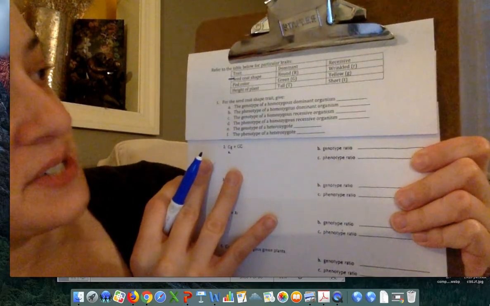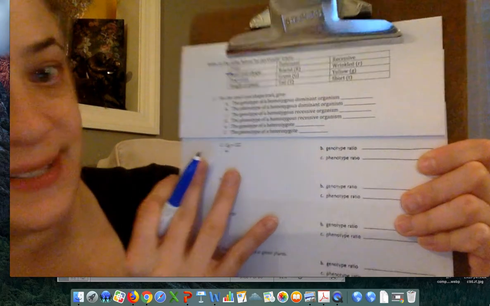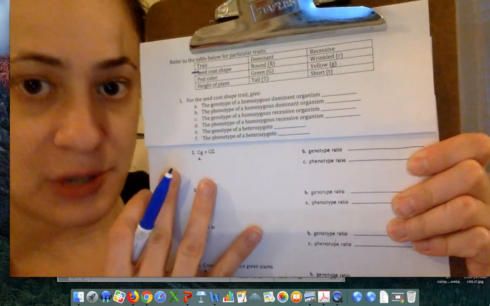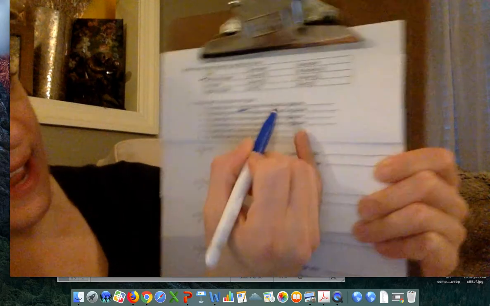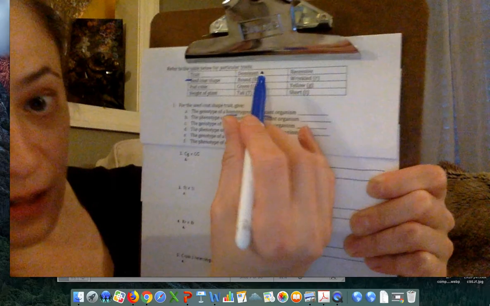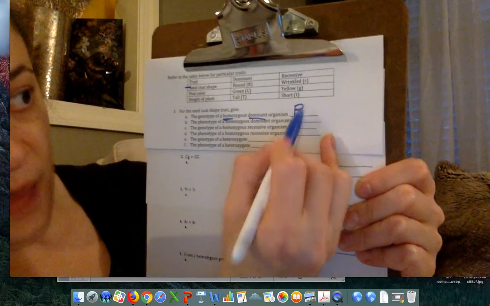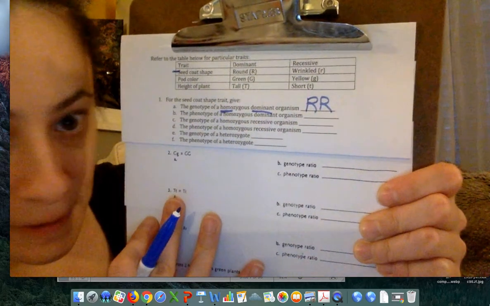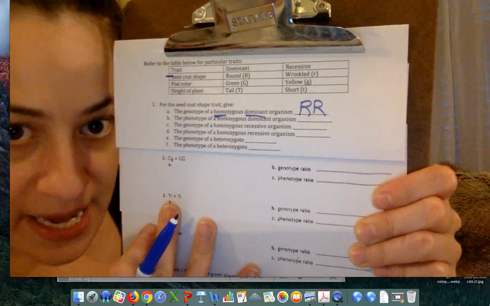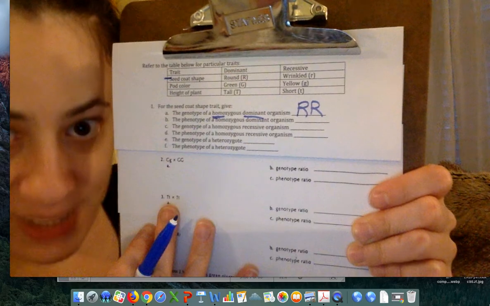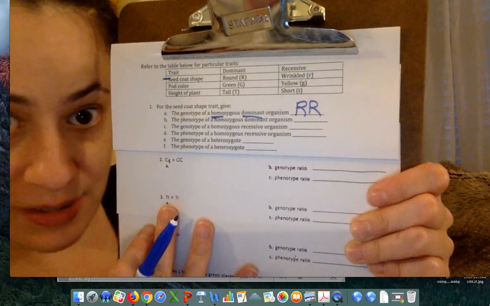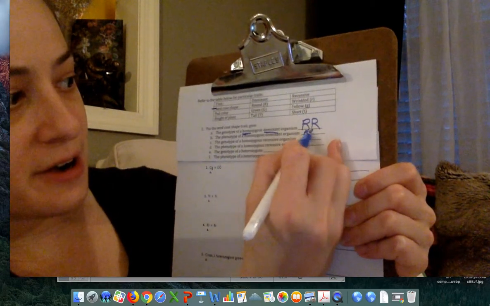What is the genotype of a homozygous dominant organism? So if it's homozygous dominant, homo means that it's the same of the dominant allele. So we're looking at the letter big R, little r. So that would be capital R, capital R. For 1b, the phenotype of a homozygous dominant organism, okay, that would still be big R, big R. I should have changed that to heterozygous.